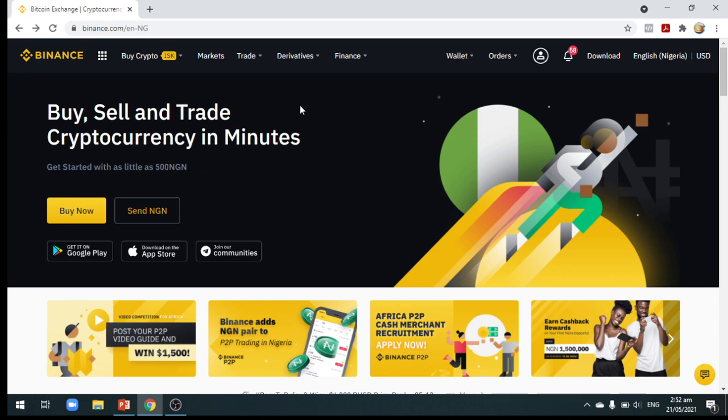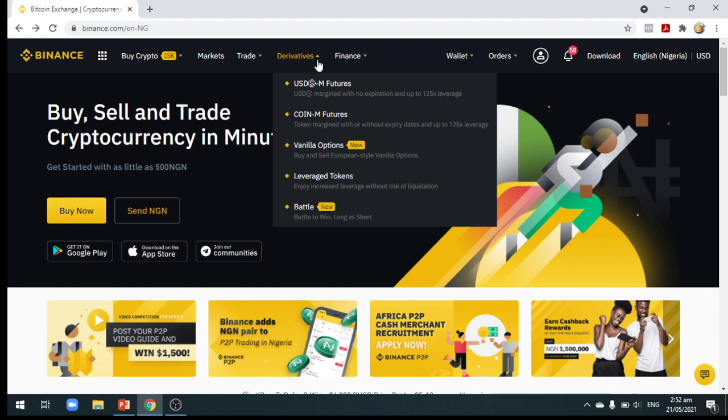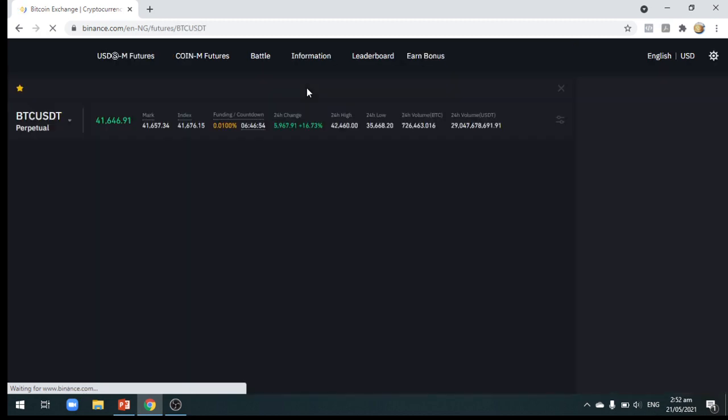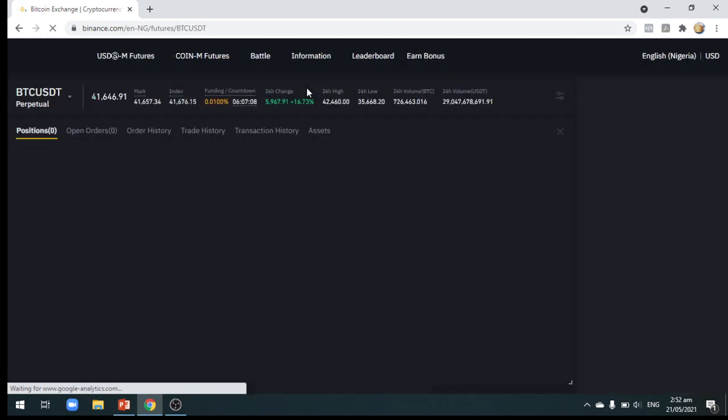Okay, so let me quickly go over to derivatives and show you the various products that we have under Binance Futures. Here we have the stable coin margin futures, coin margin futures, vanilla options, leverage tokens, and battle. So basically, I want to consider the stable coin margin futures and the coin margin futures and look at what the differences are between them.